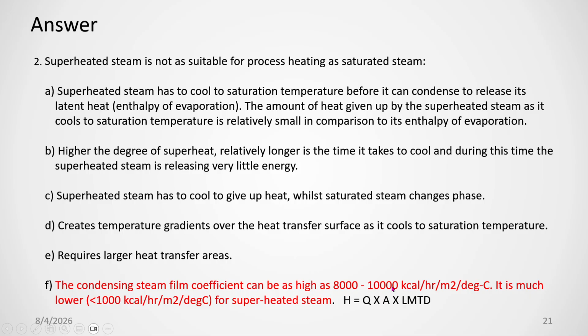And not only that, the condensing steam film coefficient is as high as 8,000 to 10,000 kilocalorie per hour per meter square per degree centigrade. However, for superheated steam it is less than 1,000 kilocalorie per hour per meter square per degree centigrade. So the film coefficient of superheated steam is low compared to condensing steam, which is very high. That's why heat transfer will be more if you are using the latent heat instead of the superheated steam.